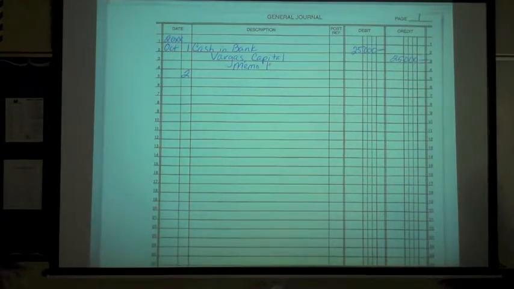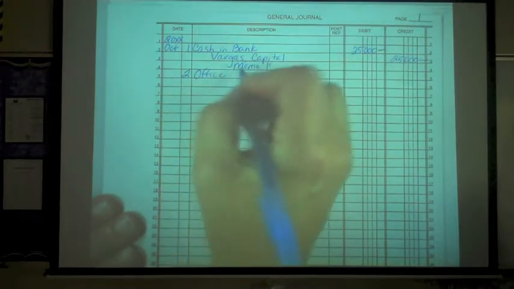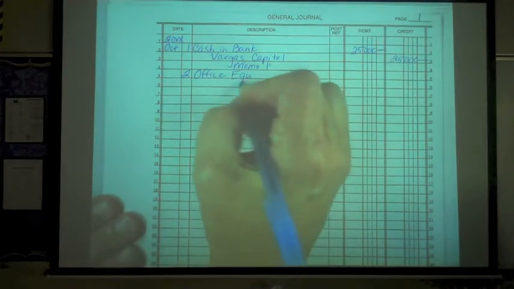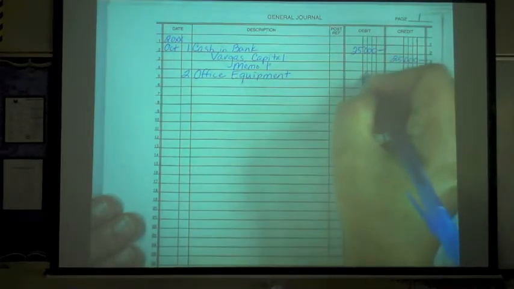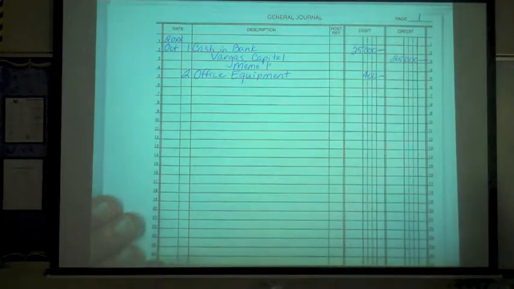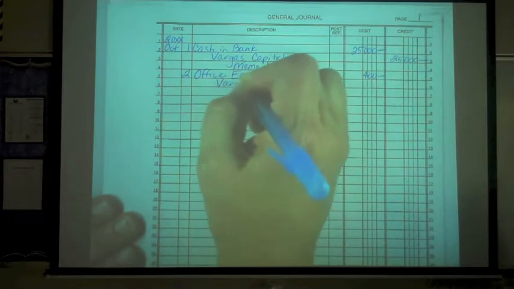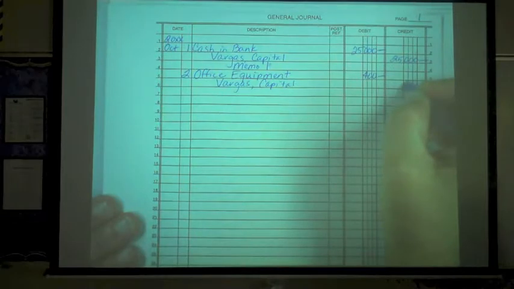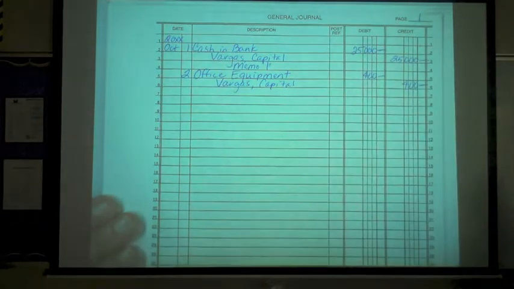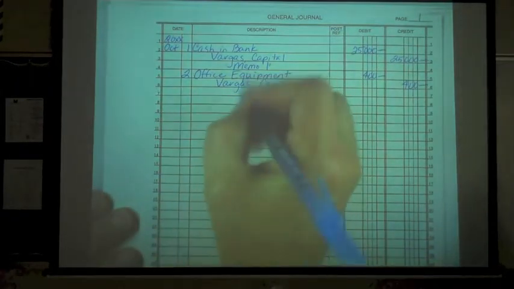Which one is going to be debited? Office equipment is our asset that goes up. So you'll write office equipment right next to the line. Come across to the debits and put 400 on the debit side. Vargas Capital, indent, and record 400 on the credit side. And then we need to go back to our source document. In this case, it's Memo 2.